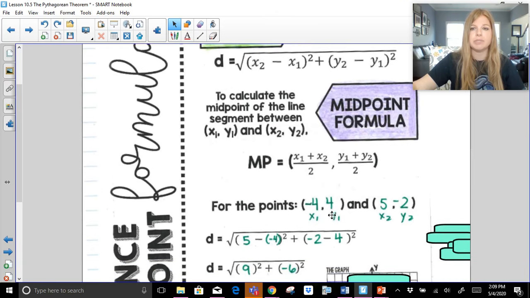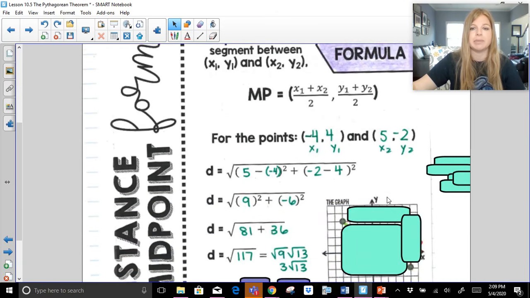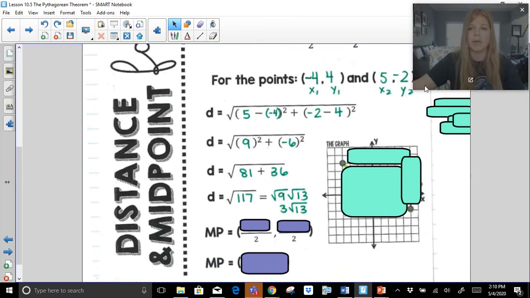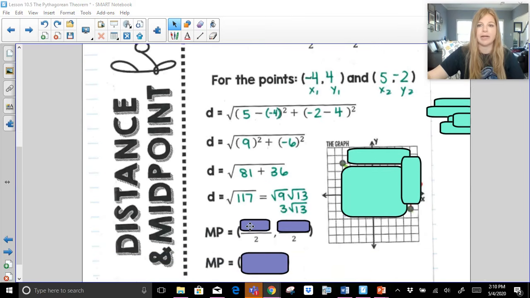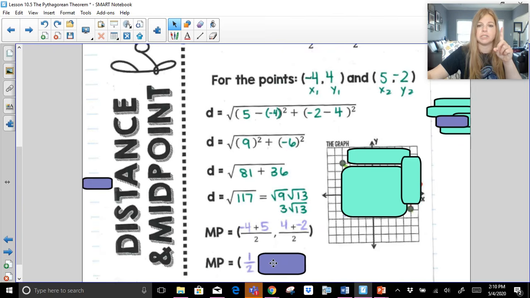If I gave you those same two ordered pairs and asked you to calculate the midpoint between them, we would add our x's together, so -4 plus 5, and then add the y values together. -4 plus 5 is 1, and 1 over 2 is simply 1/2. 4 plus -2 is 2. 2 divided by 2 is 1.